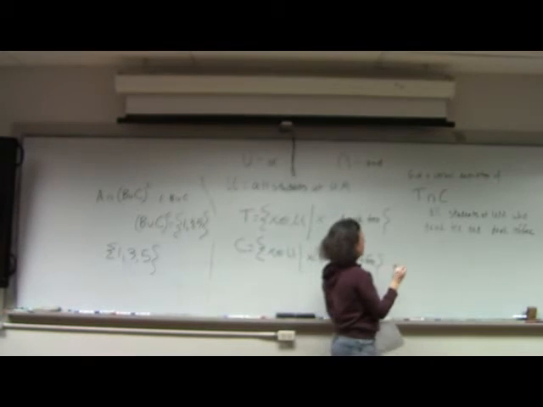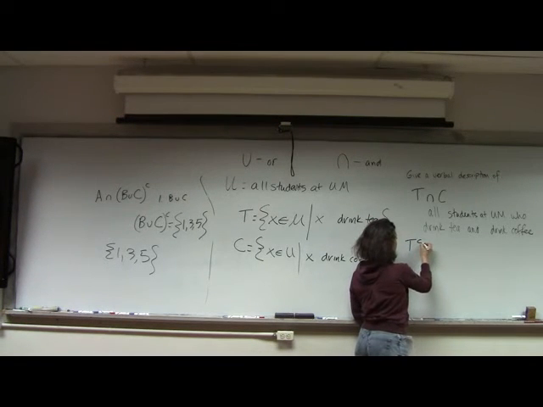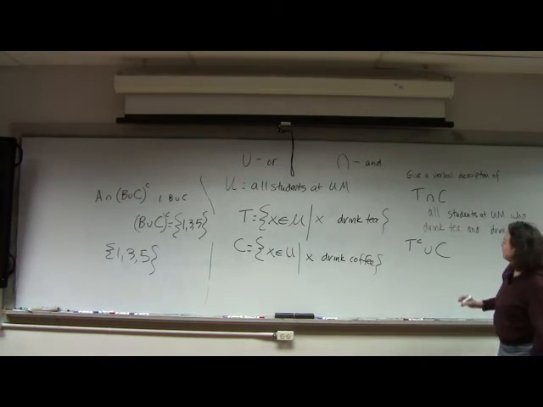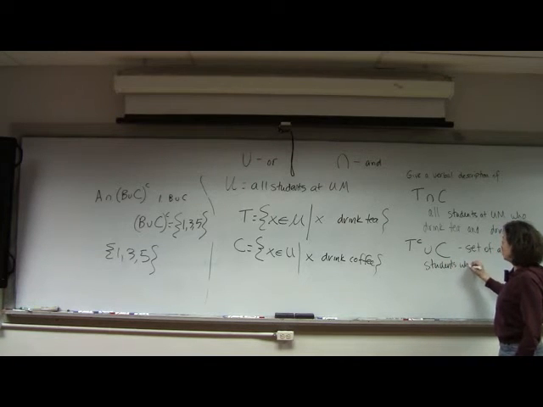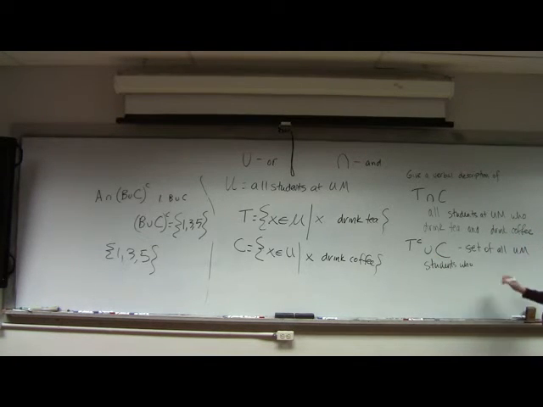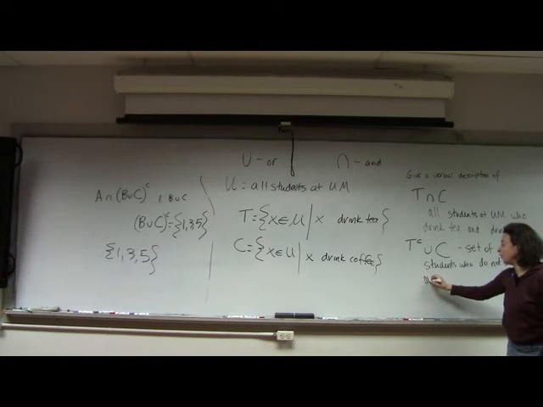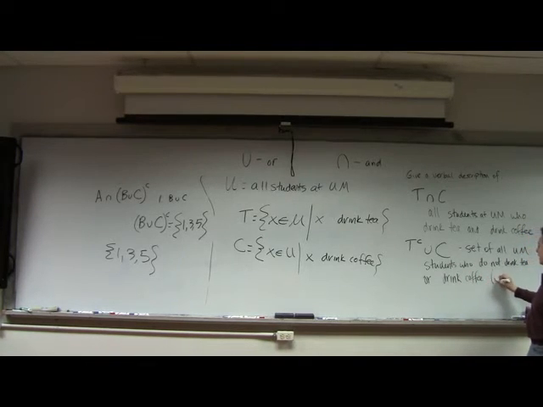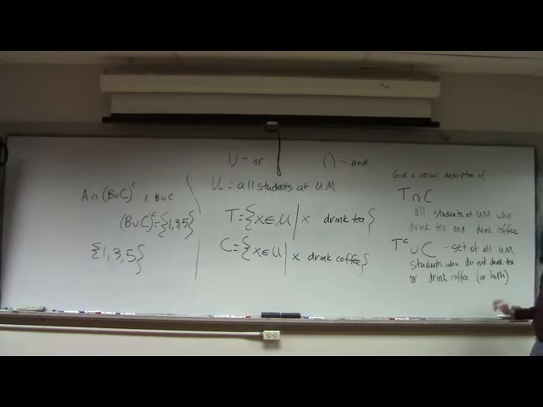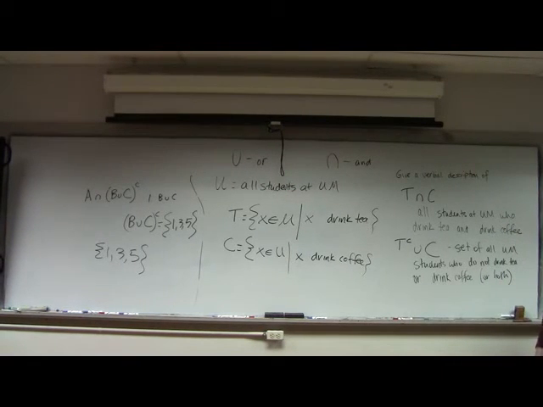So, let's just do one more verbal description. What if I want T complement union C? I claim this is the set of all UM students. I'm acknowledging my universe. Who, well, T complement, well, who do not drink tea. The union says or drink coffee. And then we can acknowledge or both. And that's how our verbal descriptions work.